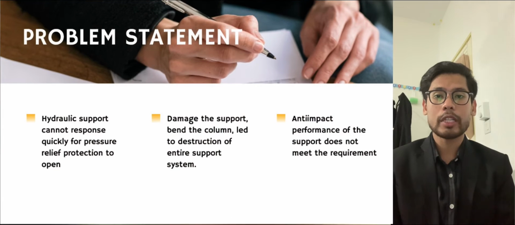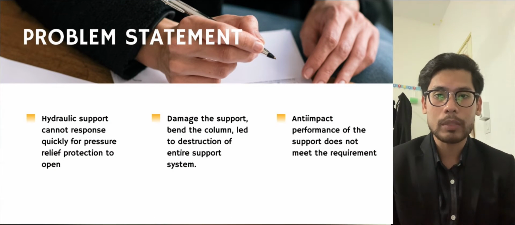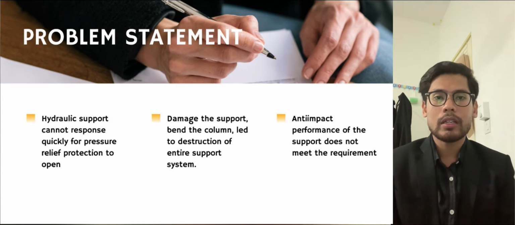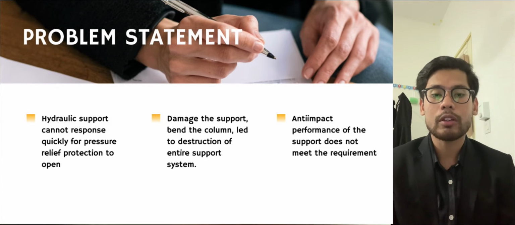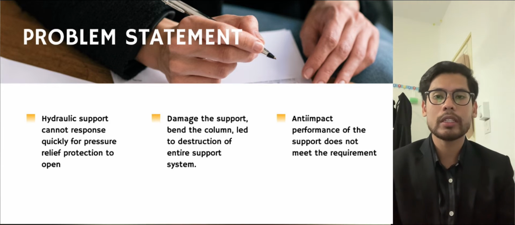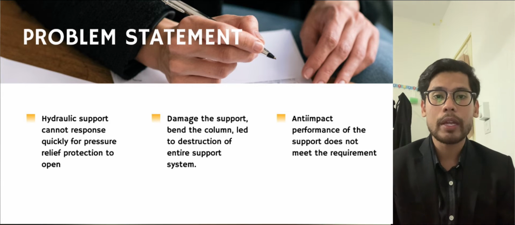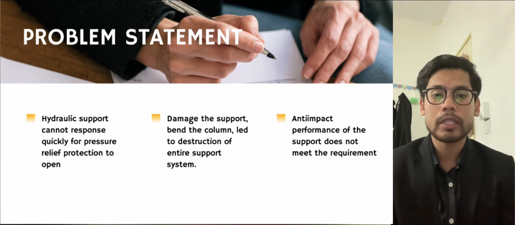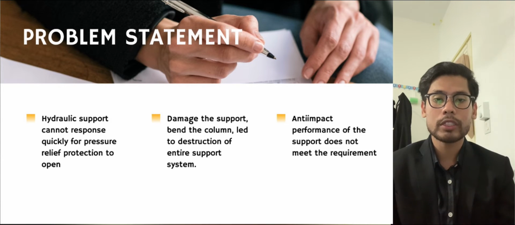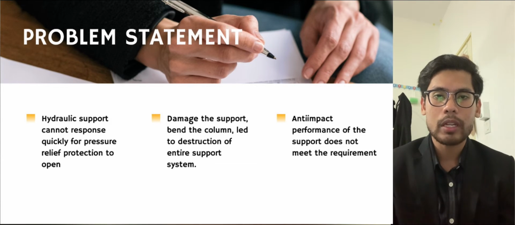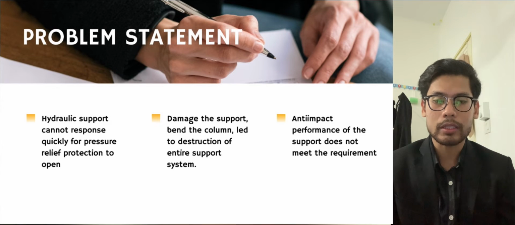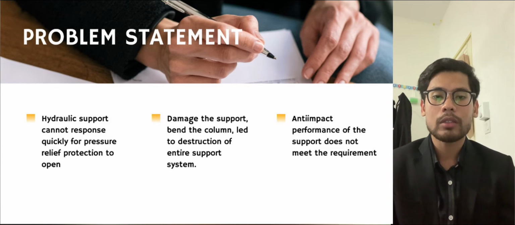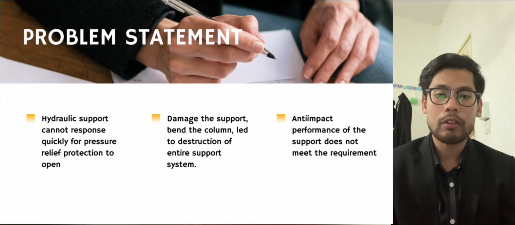Next is the problem statement. The hydraulic support column is used as the main roadway support for safety purposes during coal mining. However, the hydraulic support cannot respond quickly for the pressure relief protection to open, and this will cause damage to the support, bend the column, and lead to destruction of the entire support system. It shows that the anti-impact performance of the support does not meet the requirement to perform well in the construction industry. This study was designed to analyze the crushing mechanism of thin wall structures.